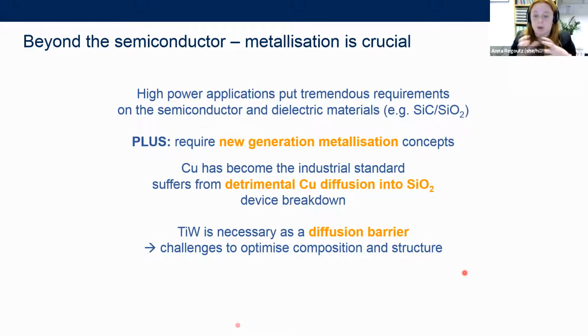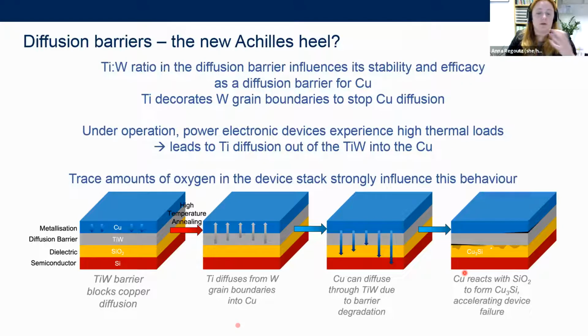However, there are some challenges to optimize the composition and the structure of these diffusion barriers. One thing that we know is very important for these barriers is the ratio of titanium and tungsten to each other. This influences the stability and the efficacy of this titungsten layer as a diffusion barrier for copper. The way it's understood that this works for now is that the titanium decorates the tungsten grain boundaries, and that stops the copper from diffusing through the titungsten layer and into the silicon. So you can see in the bottom left-hand schematic, this would be a very simplified device stack.